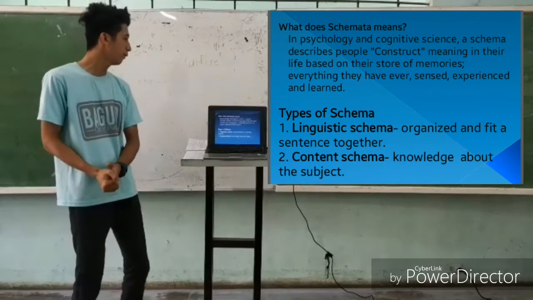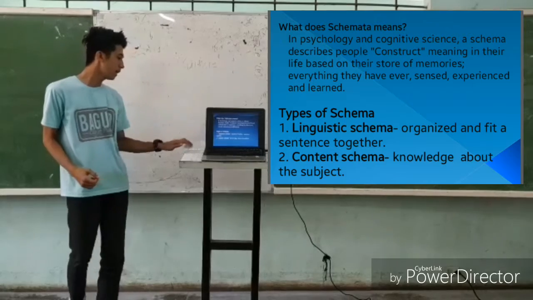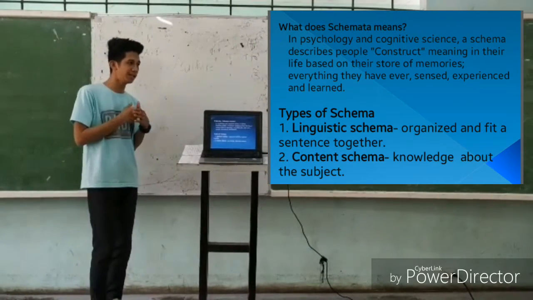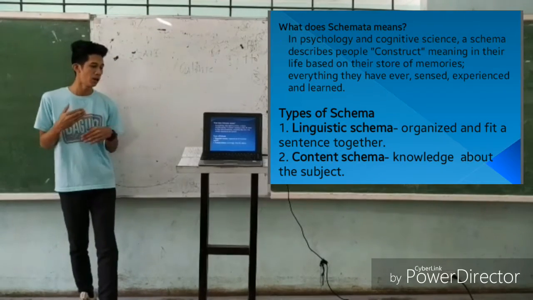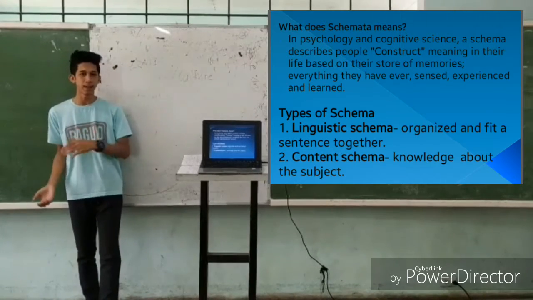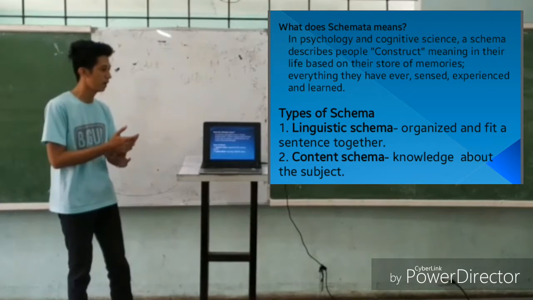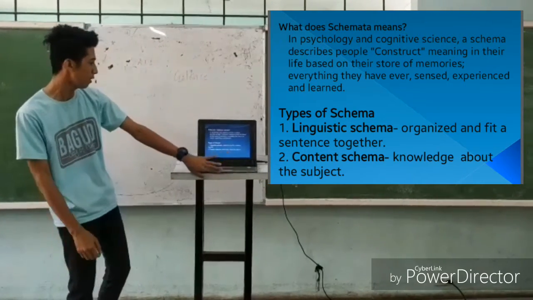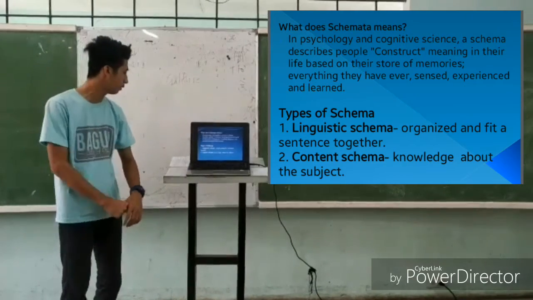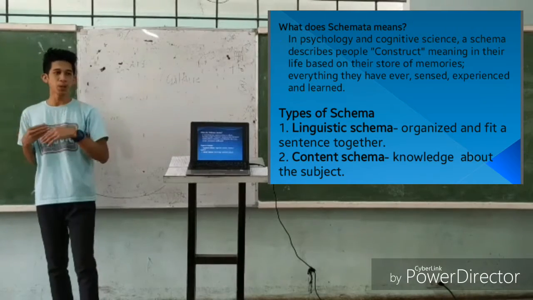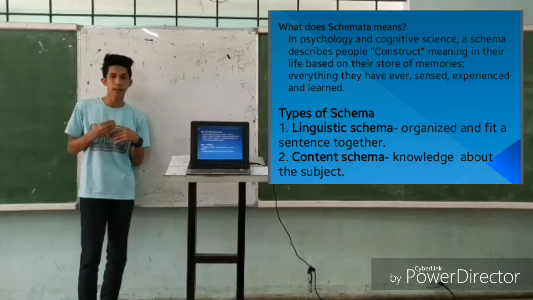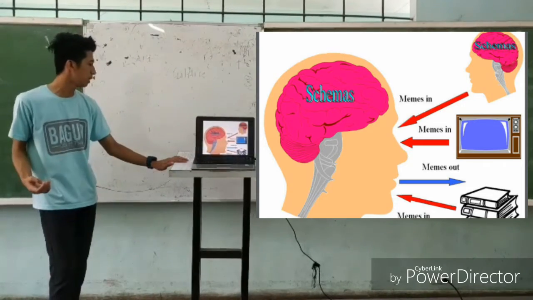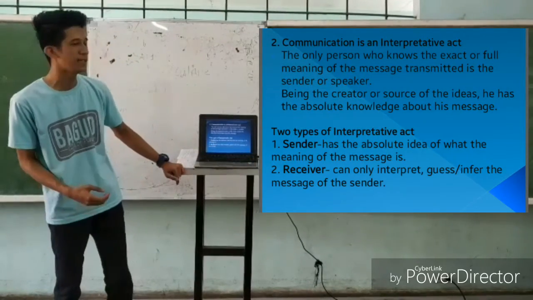The linguistic schema organizes and fits a sentence together. We say fit sentence together because linguistic refers to what a person needs in order to understand how words are organized and fit together in a sentence. Examples of this are spoken and written discourse. Next is the content schema or schemata, the knowledge about the subject. When we say content schema, it refers to the subject matter or content of a text. This is an example of the elaboration of schema. Next, communication is an interpretative act.